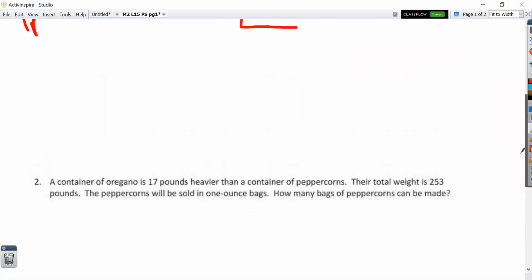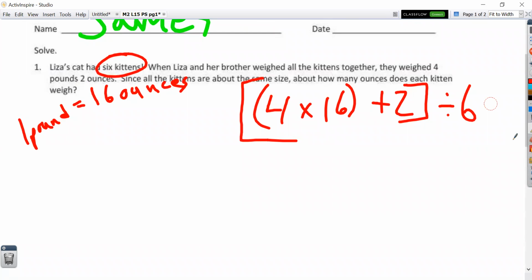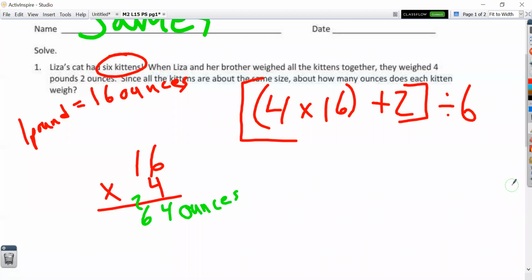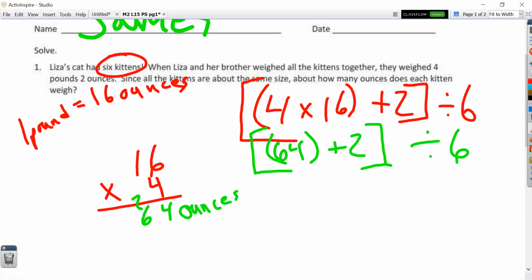So let's go ahead and get started with this. We're going to go ahead and work inside the parentheses first. So we're going to do 16 times 4. I'm going to go ahead and pause, and you're going to go ahead and solve that part. All right, as you can see, we have the 64 ounces. So if I put it back into my number sentence, I have 64 plus 2, and then I need to divide that by 6. So 66 divided by 6.